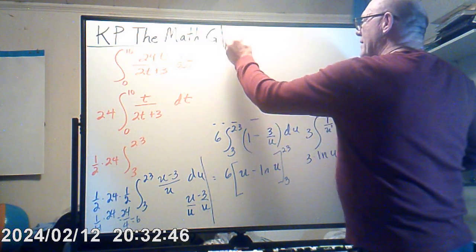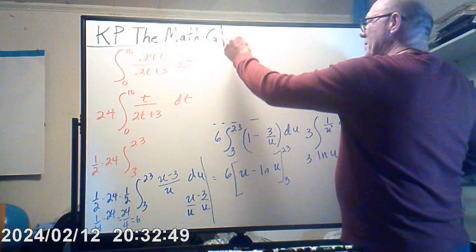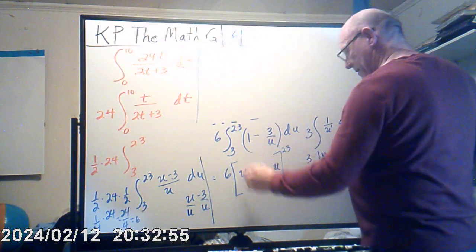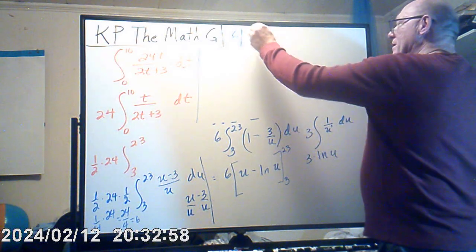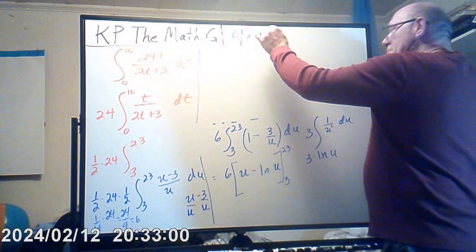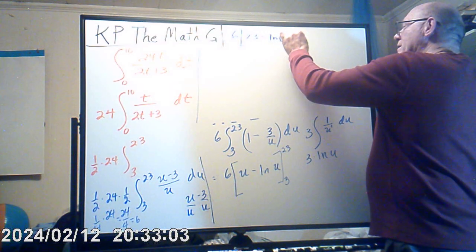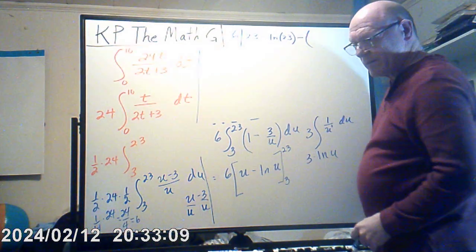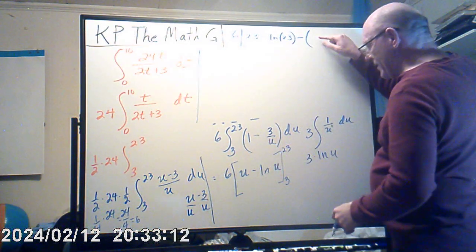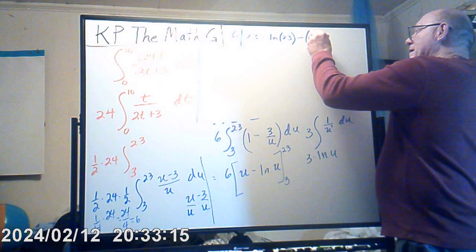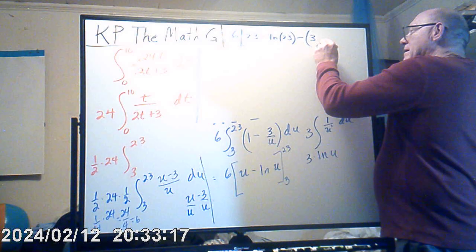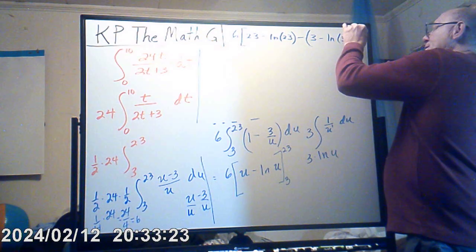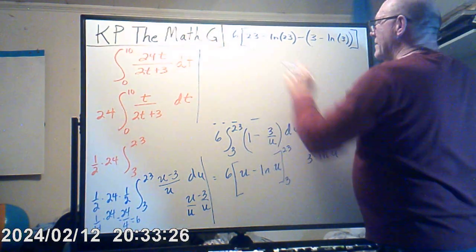Let's do it up here. 6 times u, which is 23, I'm plugging 23 in first, minus ln of 23, minus sign. Now don't forget parentheses here. If you have more than one term, you need parentheses. Now I'm going to plug in 3: 3 minus ln of 3. Close it up. Now that's it right there.